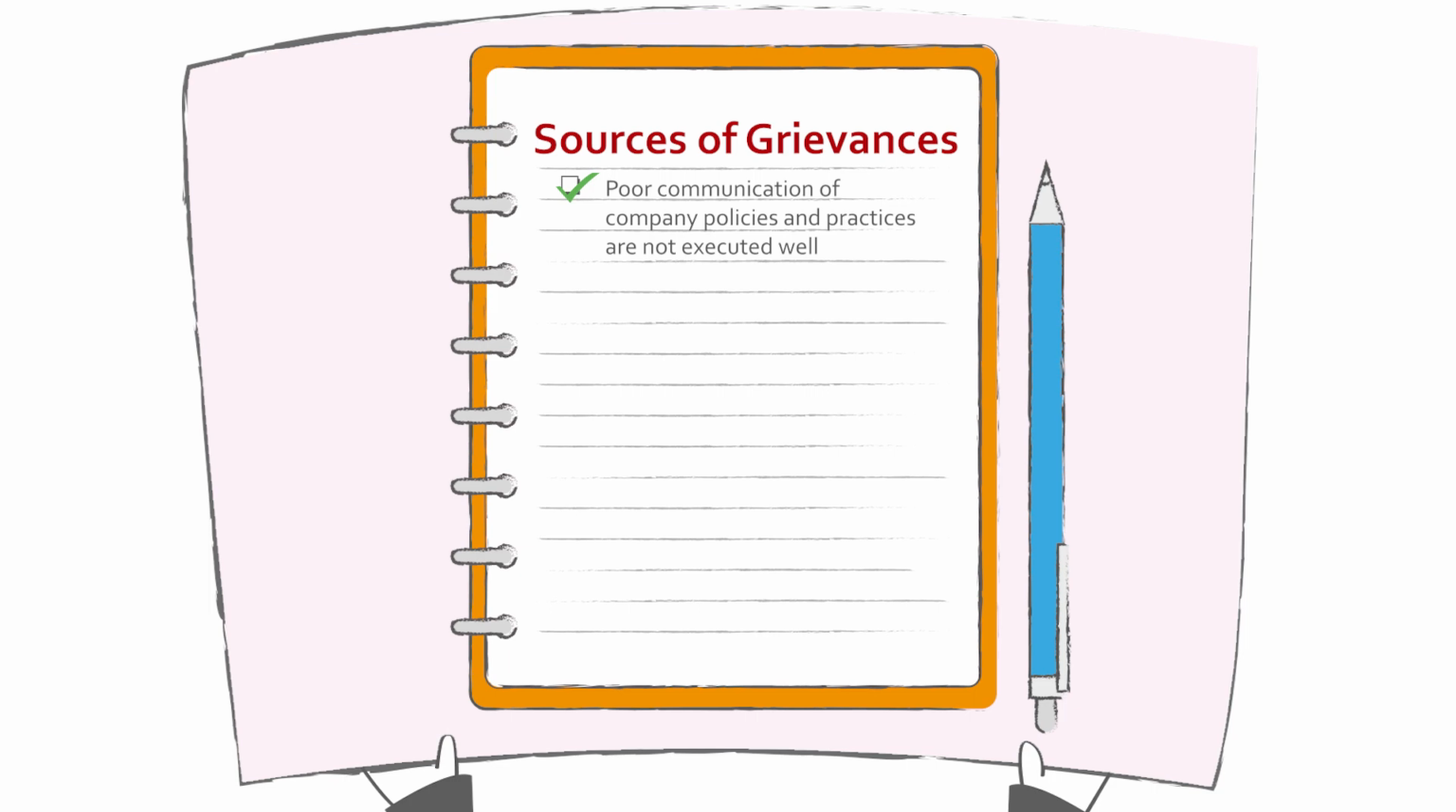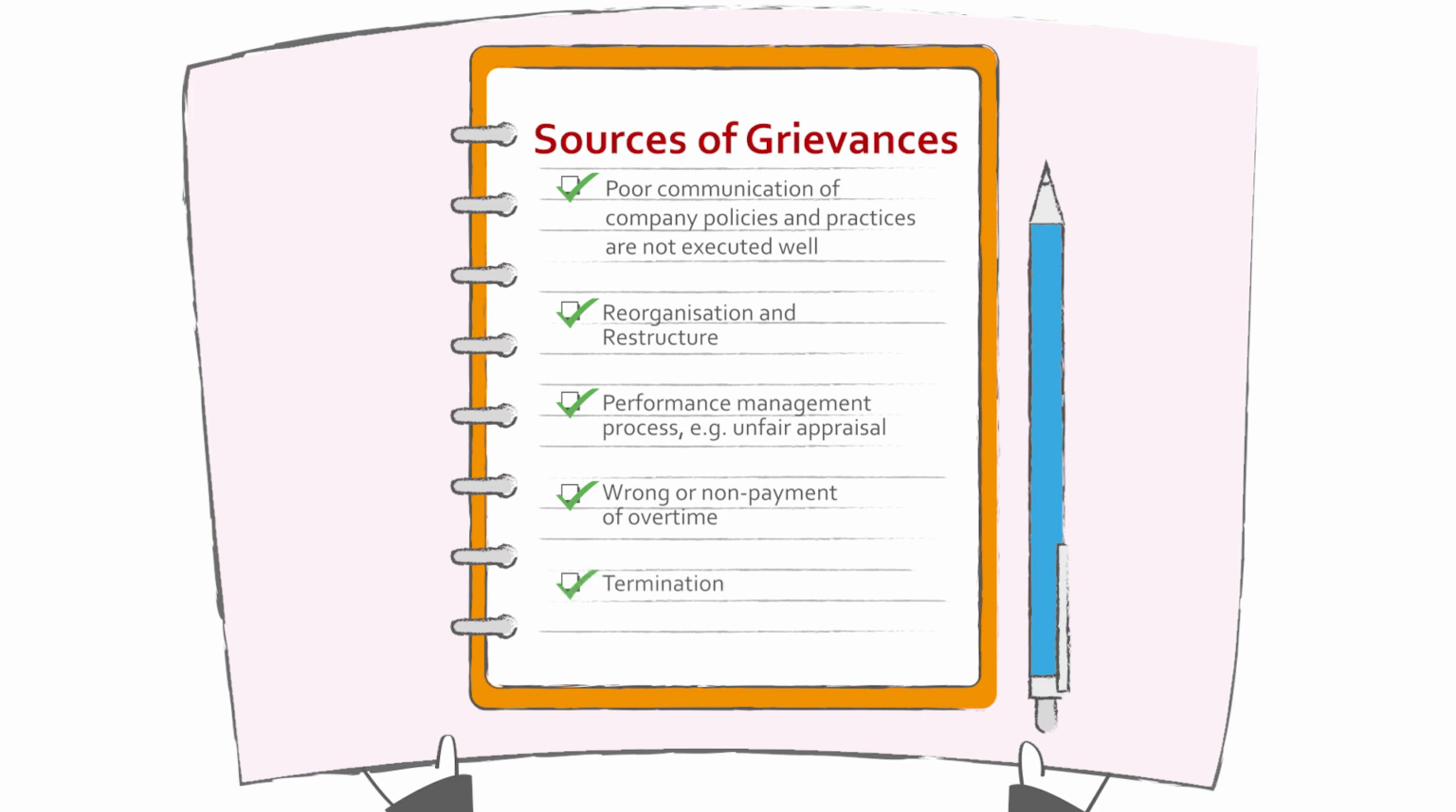Grievances could occur when there is a lack of clarity or understanding of company policies, or when processes involving staff are not well executed. It can also happen when there are massive changes in a company, for example, restructuring, management changes, and downsizing. Performance management is also a common issue when supervisors are not open nor objective when evaluating performance. Employers who do not pay salaries on time or accurately will also contribute to employees' unhappiness. It is also not uncommon to see grievances arising from an employee's termination.